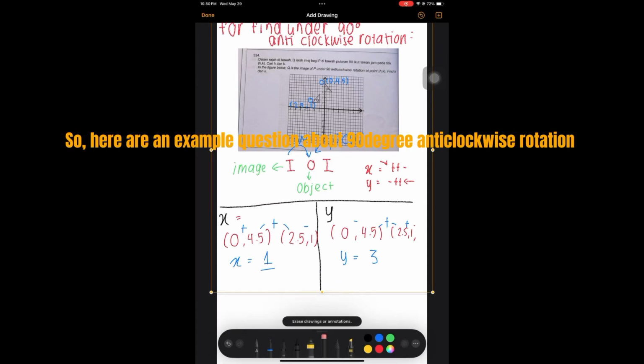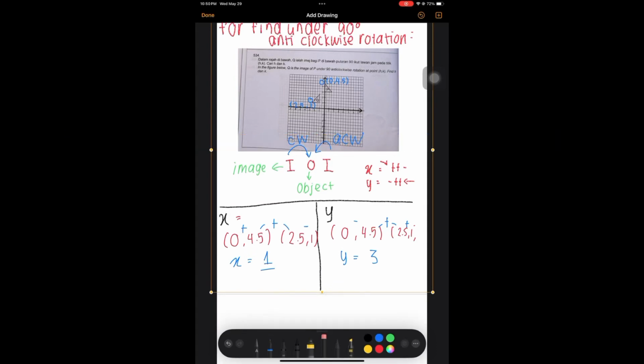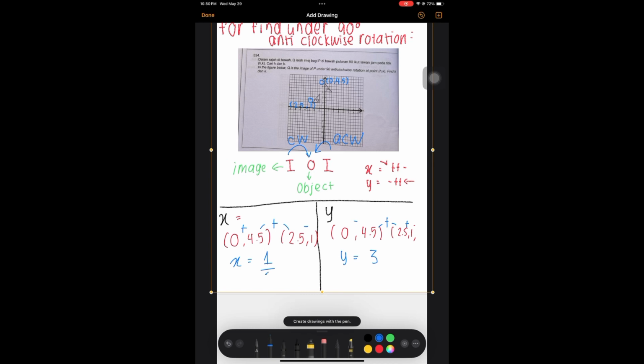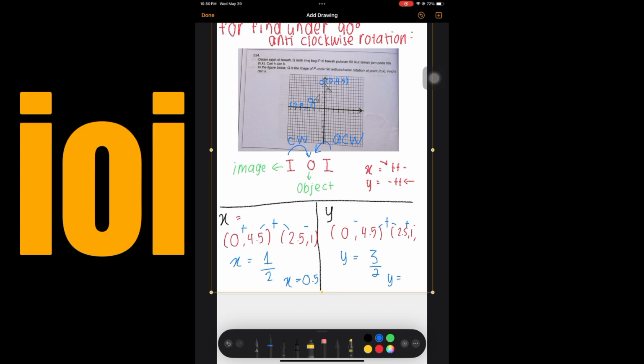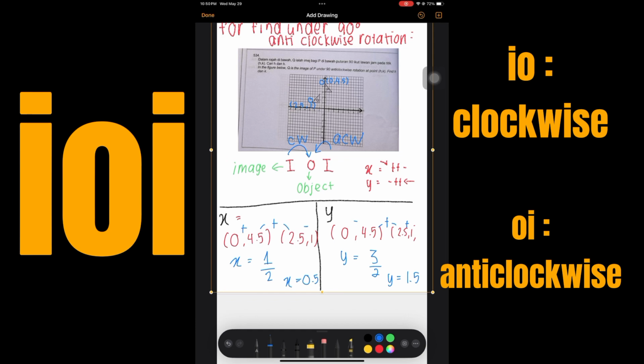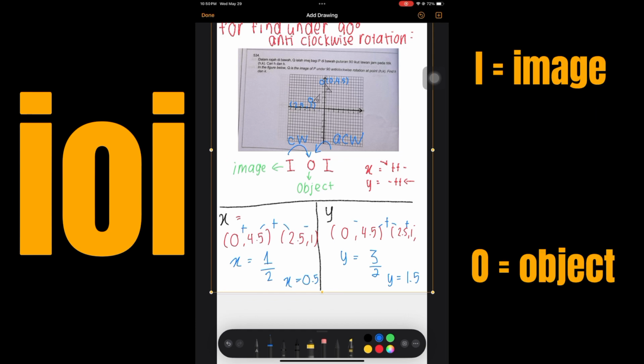So here are some examples for 90 degrees anti-clockwise rotation. First, we have to know the image and the object, and find the same corner to know the diagonal. How can we know the diagonal? We write down the coordinates. So here we use our technique, which is IOI. I is for clockwise and OI is for anti-clockwise. I is image, O is object.